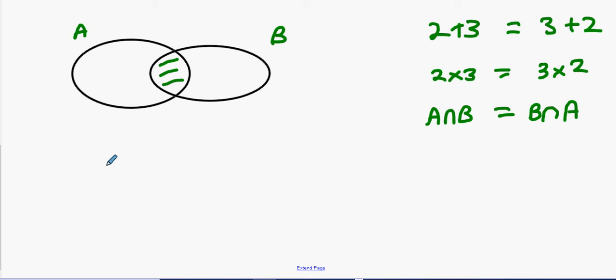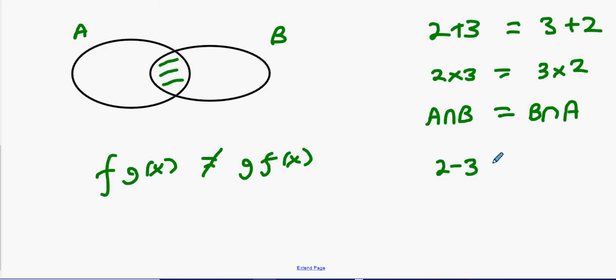But in this case, f g of x is not the same as g f of x. By changing the order, it affects the outcome. An example would be division or subtraction. Is 2 minus 3 the same thing as 3 minus 2? No. Subtraction is not commutative, okay? So it's not commutative. That was easy. Let's keep going.